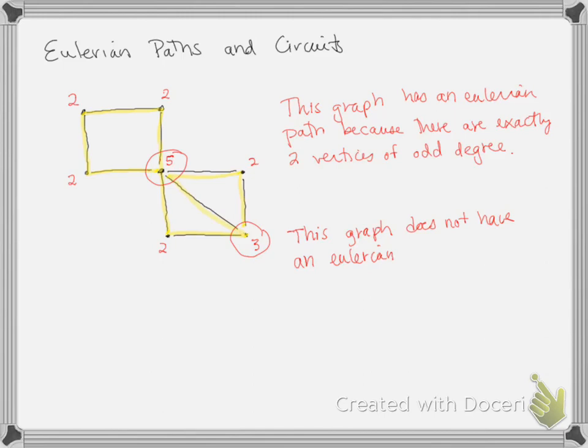So we just said that it has an Eulerian path. It has 2 vertices of odd degree because that's the starting and ending point. So to have an Eulerian circuit, you need to have all even degree. It does not have an Eulerian circuit because there are vertices of odd degree. So in order to have that circuit, you need to have all of them be even degree.